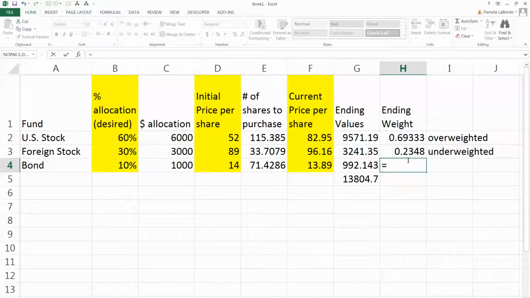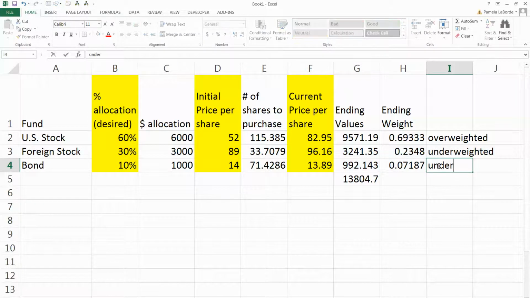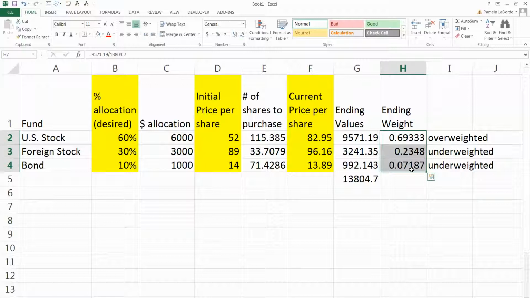For the bond fund, I'm going to calculate my weight. It's going to be the 992.143 divided by the total of 13,804.7. Again, I could be using Excel to do all of this, and I could just be linking it to different cells, but I'm purposely typing them out so you can see exactly how it's done and use your calculator. So with the bond fund, I'm underweighted as well because I've only got 7.18% in it, and I want 10.